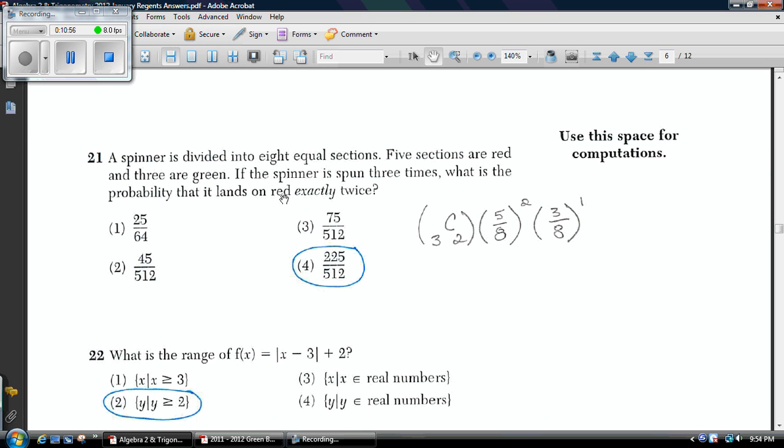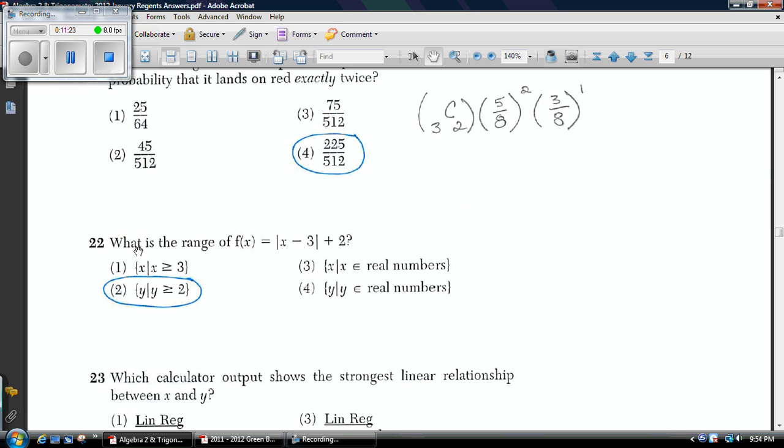Spinners divided into equal sections. 5 sections are red, 3 are green. If a spinner is spun 3 times, what's the probability that it lands on red exactly twice? This is a probability problem using combinations. So 3 times, you want 2 of them. Probability of success is 5/8, and we want 2 of them. Probability of failure is 3/8, and we want 1 of them.